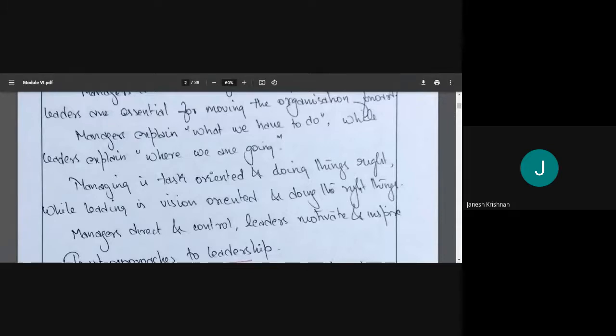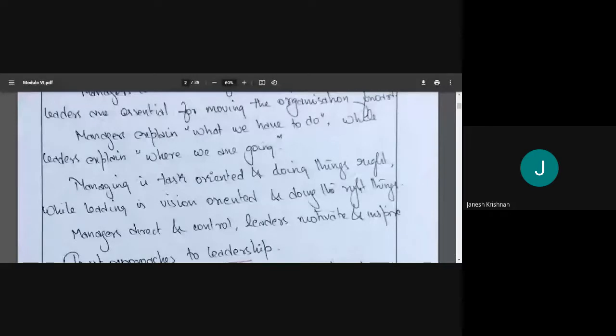Then managing is task oriented, doing things right, while leading is vision oriented, doing the right things. Okay, so managing is task oriented and doing the things right, and leading is doing the right things. Okay? These are self-explanatory, right? Managing is task oriented and doing things right. Leading is vision oriented and doing the right things. Okay, that's the difference, right? So managers direct and control, leaders motivate and inspire, right? That is basically the difference between managing and leading.